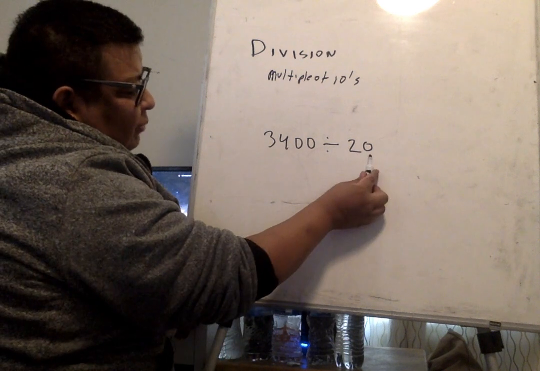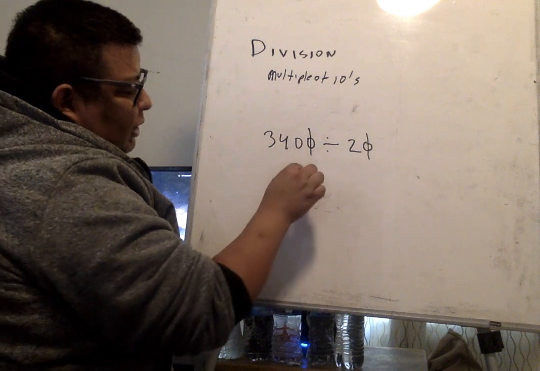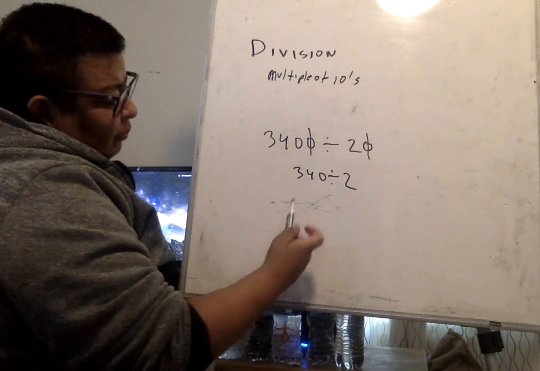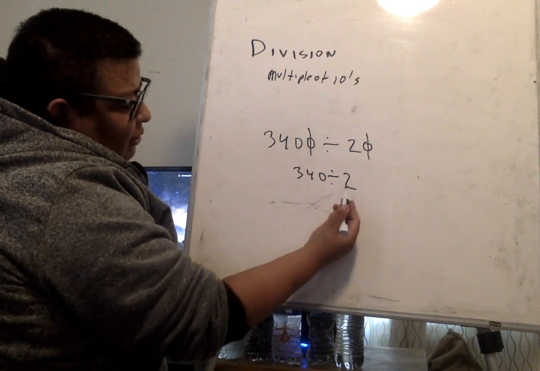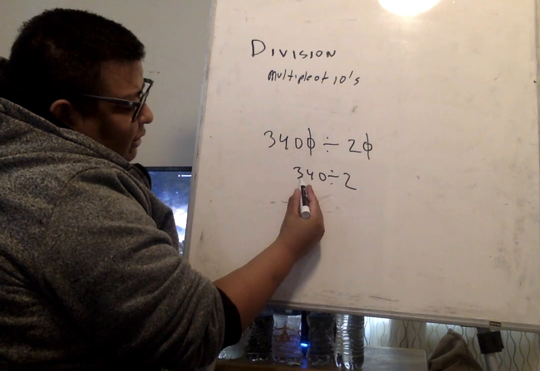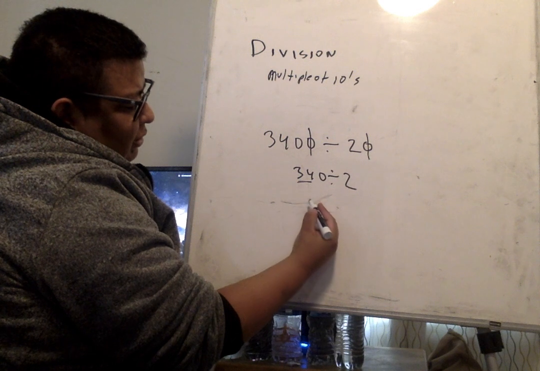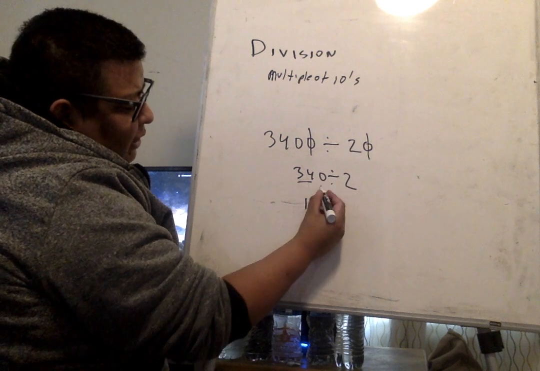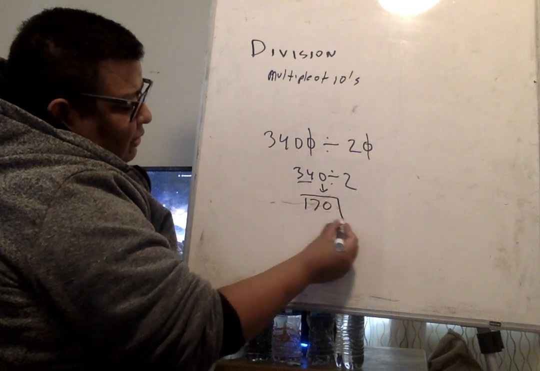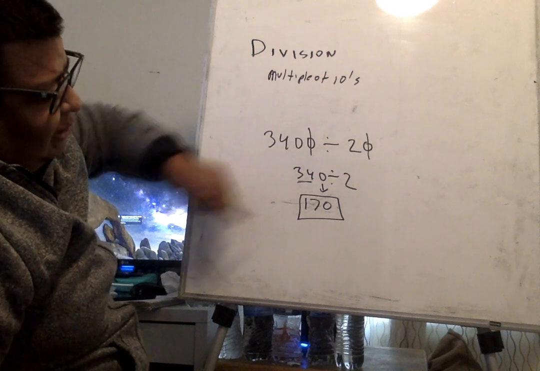First of all, I only have one 0 here, so I can only cancel one here and one here. Then I'm left with the division 340 divided by 2. I don't have any more zeros to cancel. But what I can do is take these two digits and do 34 divided by 2. It's 17, and I'm left with this 0. So this 0, I bring it down. So the final answer is 170. So 3400 divided by 20 is 170.